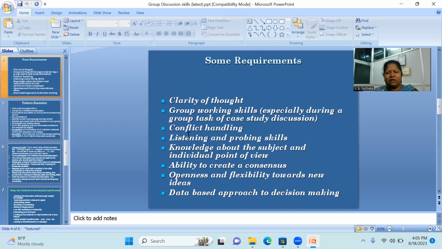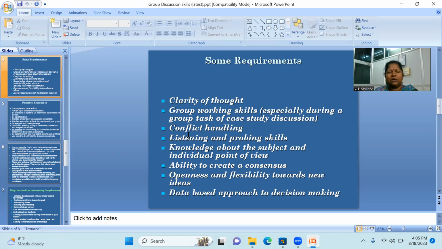And apart from this, a candidate must have knowledge about the subject, and the individual point of view should be expressed in a group discussion. And the candidate must have the ability to create a consensus. At the end of the group discussion, they must come to a consensus. Even if some group members may not agree with the points raised by others, at the end they must arrive at a consensus. Such ability should be there in a candidate.